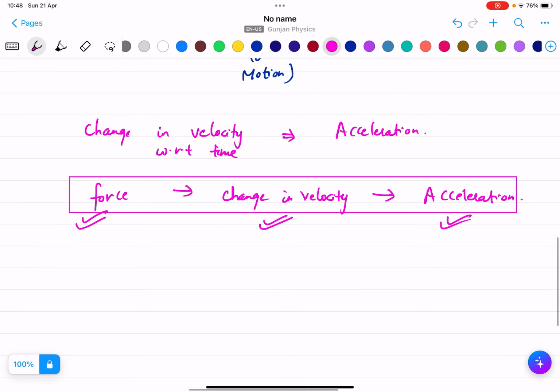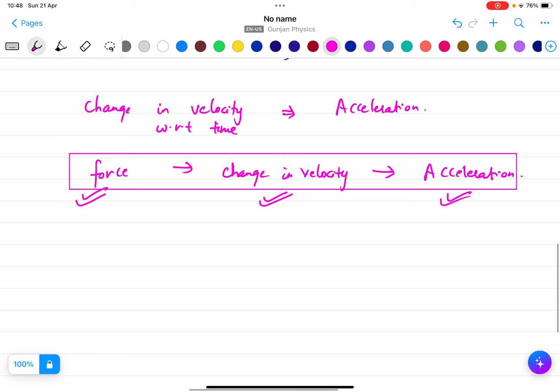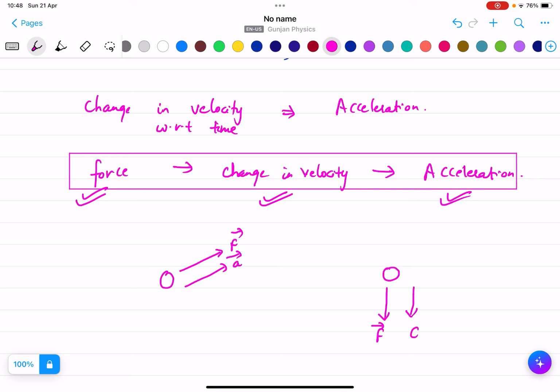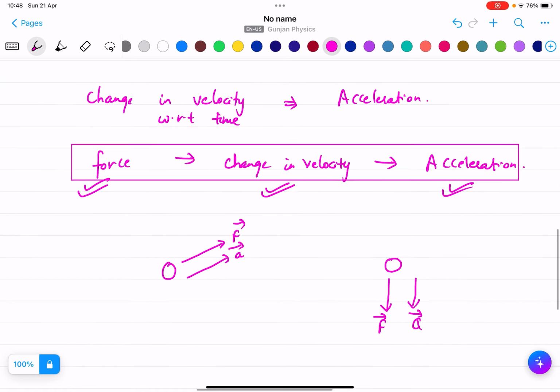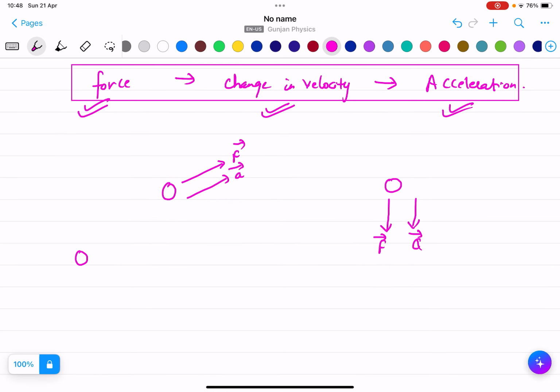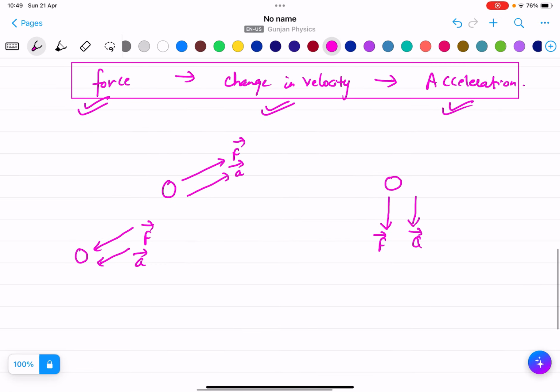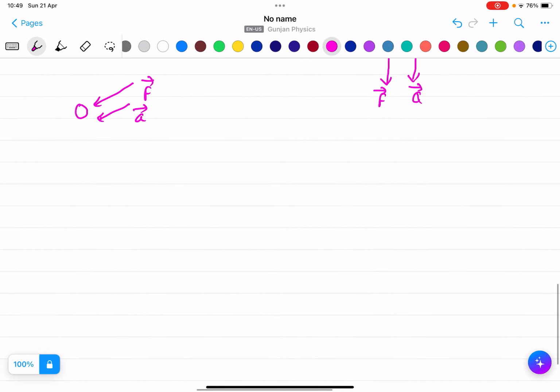Now, I need to explain the acceleration, right? Obviously, remember, if it is a ball and I am applying force in this direction, then the acceleration will also be in this direction, right? Now, on what factors does this acceleration depend?